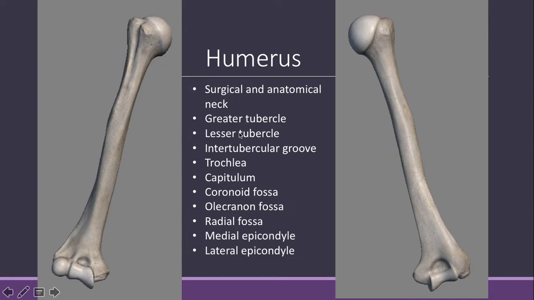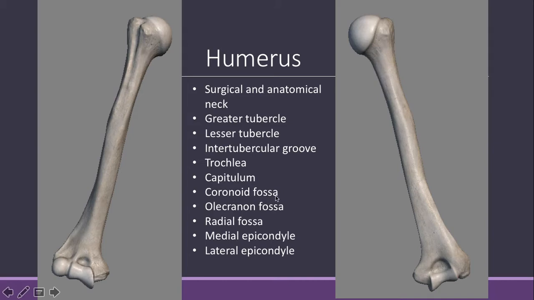The greater and lesser tubercle and the intertubercular groove all go together. They can be seen right here. This groove right here is the intertubercular groove. This bigger tubercle is called the greater tubercle, and this is the lesser tubercle. The trochlea is this little section down here, just this funky shape right there. The capitulum is this round marble shape right next to it. You cannot see that in the posterior view, only on the anterior view.